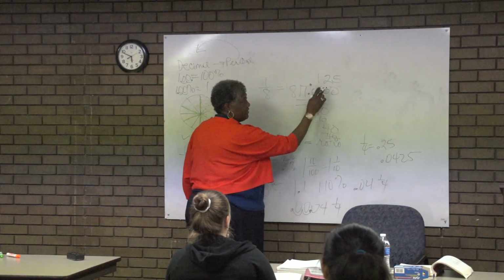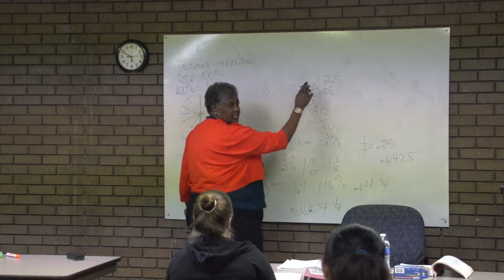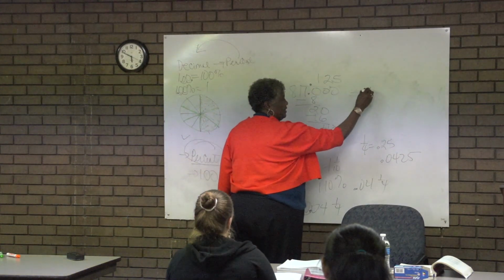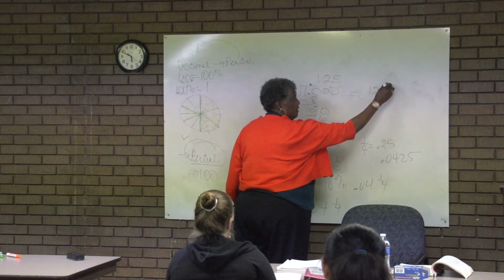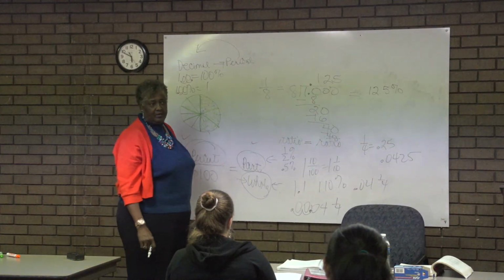See, it didn't end at the hundredths, but it did end at the thousands. If I wanted to change this decimal now into a percent, I move it over 2 places. And that's how we get 12.5%.